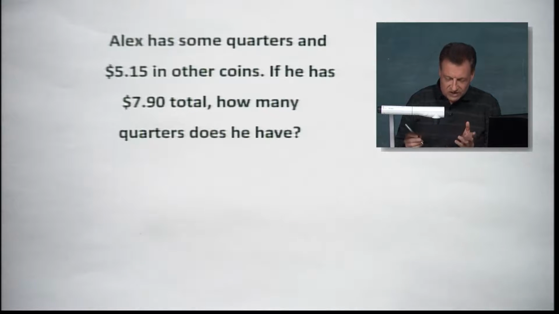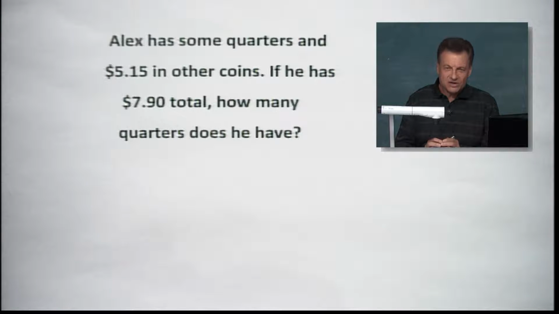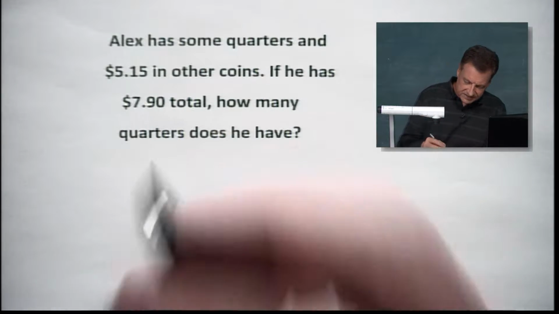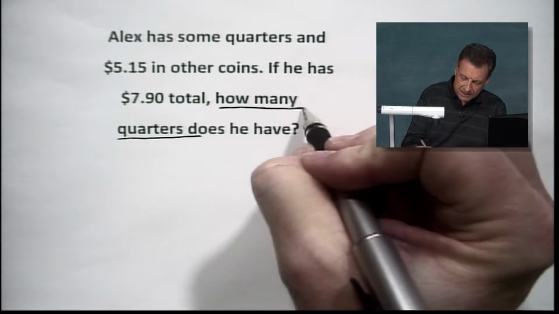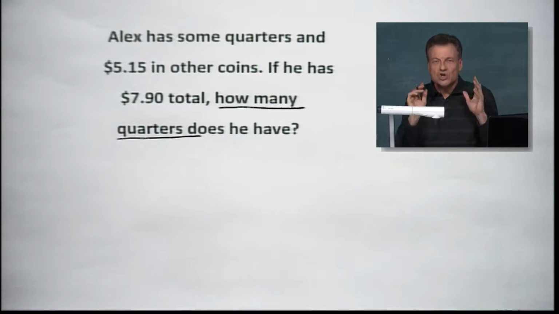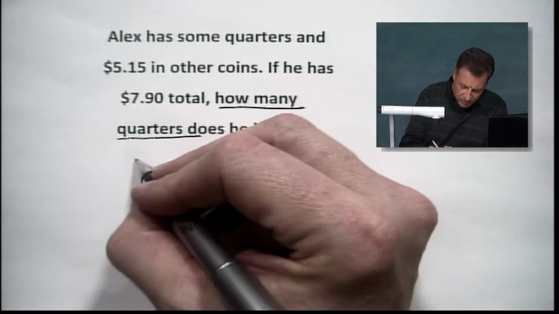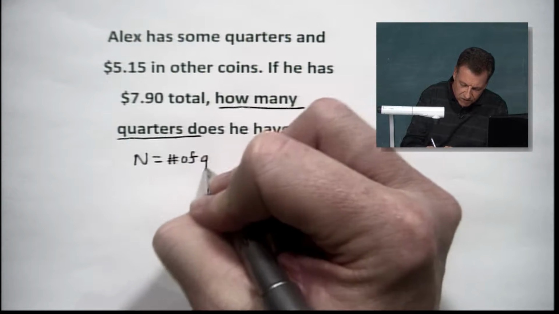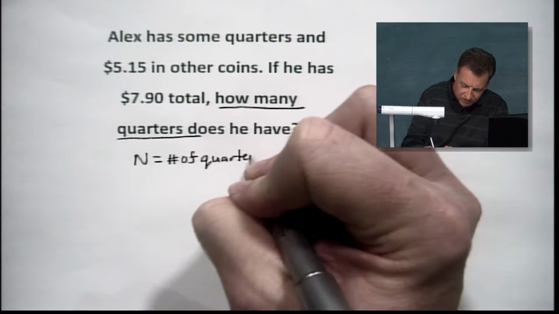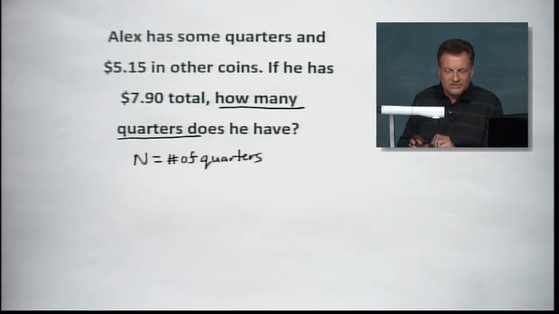Alex with his quarters. Once again, a quarter is always 25 cents. We got $5.15 in our other coinage. So let's go back here. What are we looking for? We want to know how many quarters he has. So I'm going to let Q or N, whatever variable you want, I'm going to go with N. That is the number of quarters. Not the hashtag of quarters, by the way. Just number of quarters.